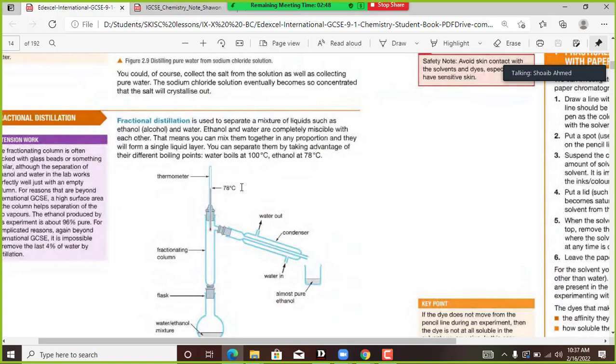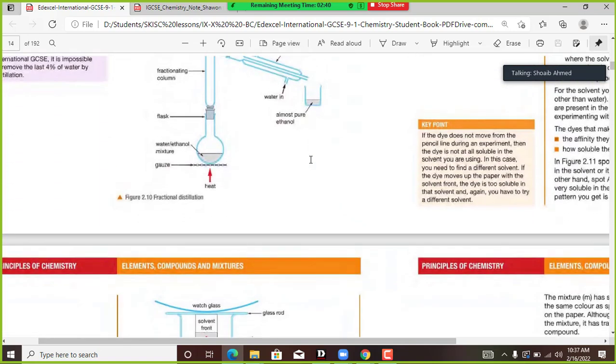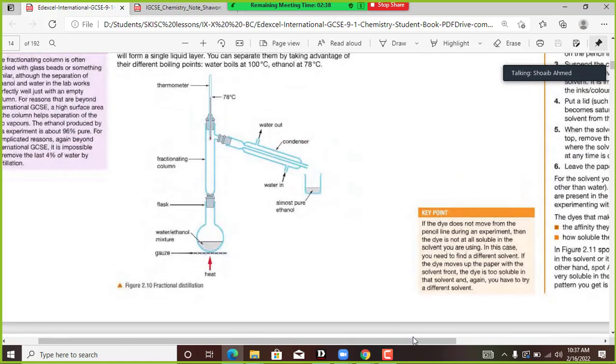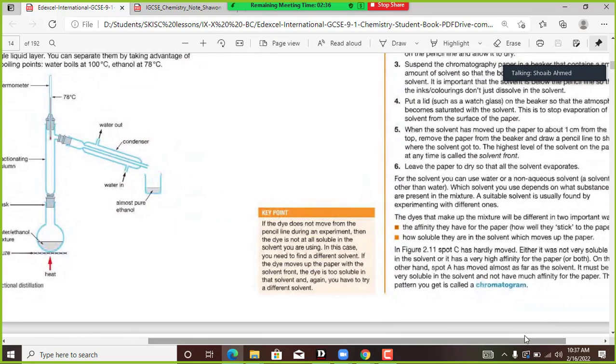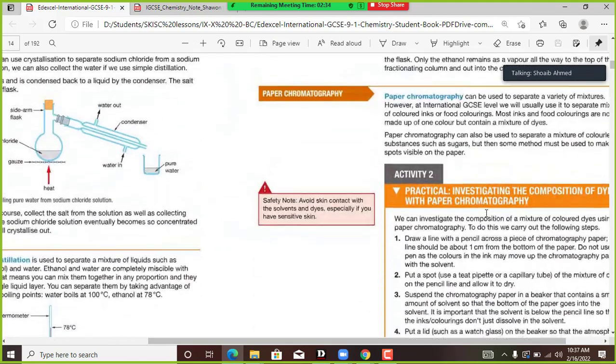And fractional distillation separates water and ethanol. I have just taught water and ethanol. You will be given pictures and asked which process can be used.